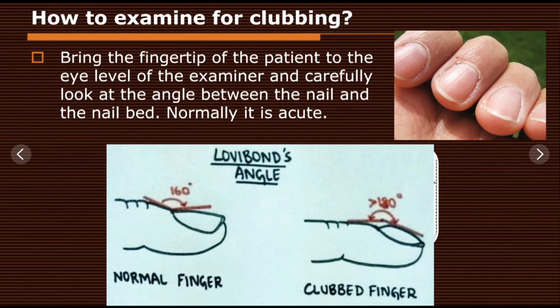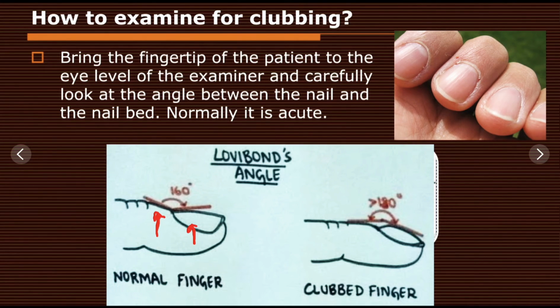How to examine for clubbing? Bring the fingertip of the patient to the eye level of the examiner and carefully look at the angle between the nail and the nail bed. So we know this is the nail bed and this is the nail. What is the angle between the nail bed and nail? It is usually less than 160 degrees in normal individuals, meaning it is acute in normal individuals.